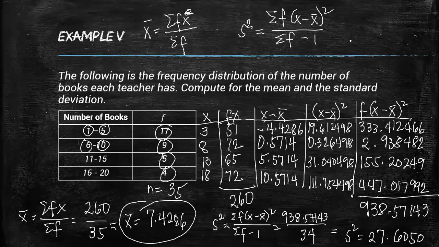O, ayan na siya. Ngayon class, dito na tayo sa taas. Ayan. So, S natin, is square root lang natin yung 27.6050. So our standard deviation is 5.2540. 4 kasi yung katabi kaya hindi natin pwede i-round up. So yan yung hinahanap. Saka itong mean.